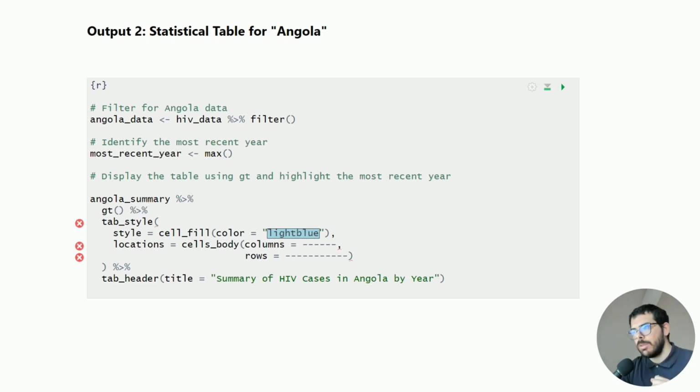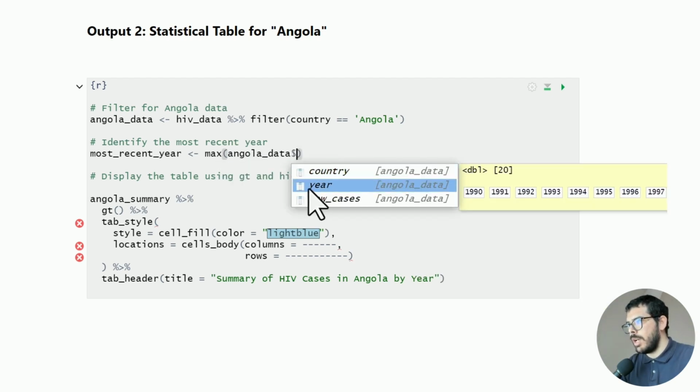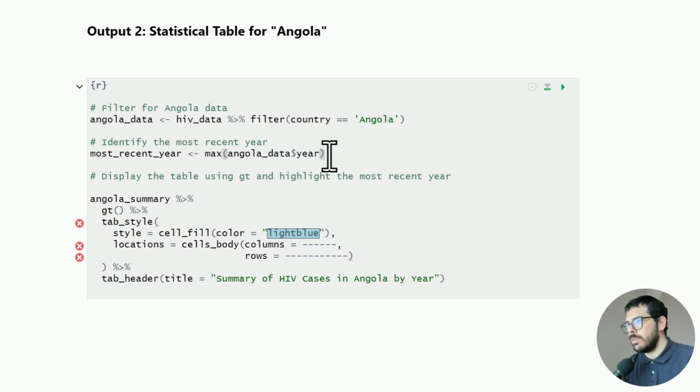Our second output is a table. We will use gt for this. To start with, we are going to filter the data by country, so we'll say country equals Angola. And we will identify the most recent year, by saying Angola data, and then we access by the $ sign the year column.